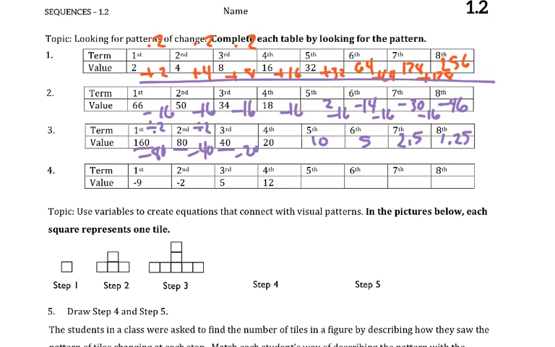Okay, then negative 9 to negative 2. We'd be adding 7. Add 7. Yep, add 7. So 19 plus 7, 26. Plus 7, 33. Plus 7, 40.